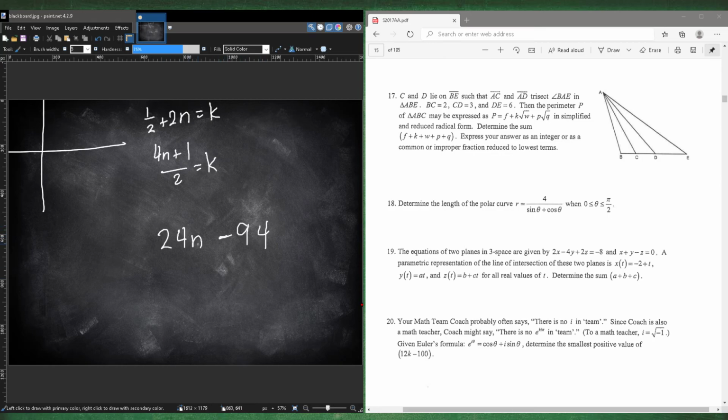So you could just have negative 94, and add 24 into it, to become the smallest possible positive. So negative 94 plus 24 plus another 24, 24, 24. And you should find out that when n is equal to 4, which would make it 96, 96 minus 94 is 2. So that's your smallest possible. So your answer for 20 is 2.